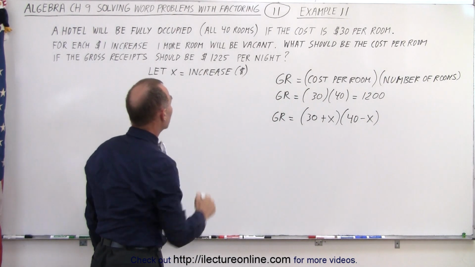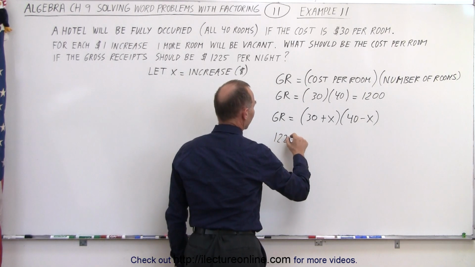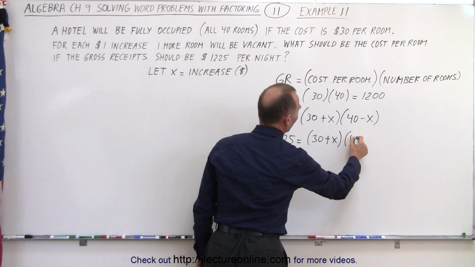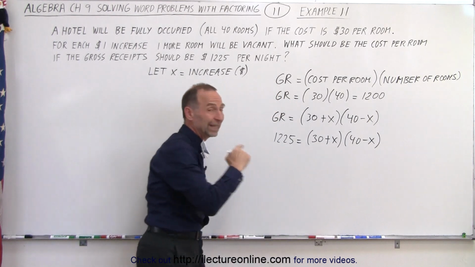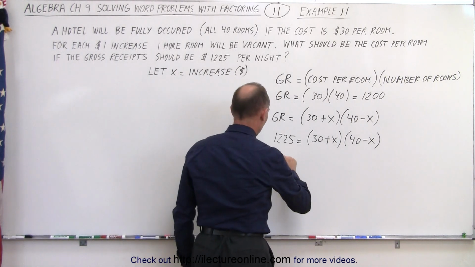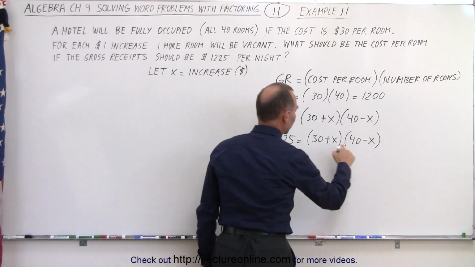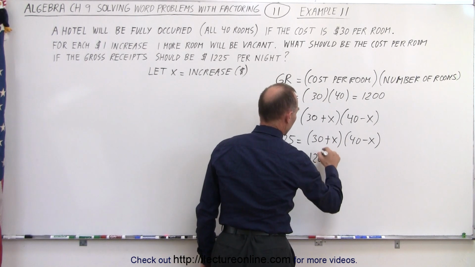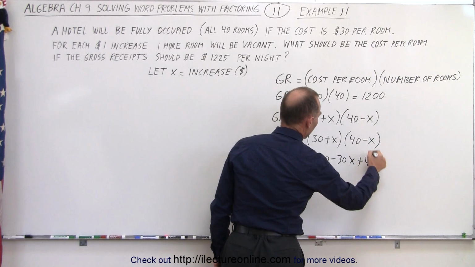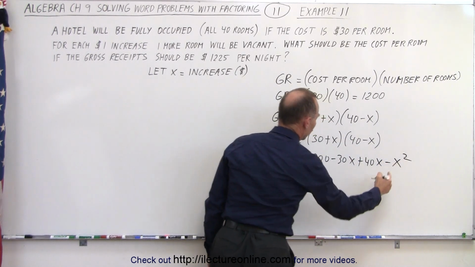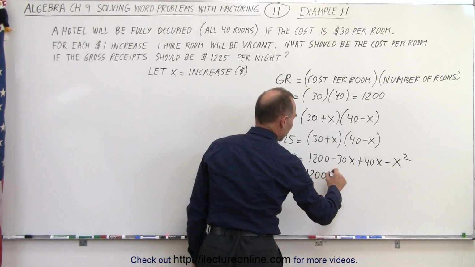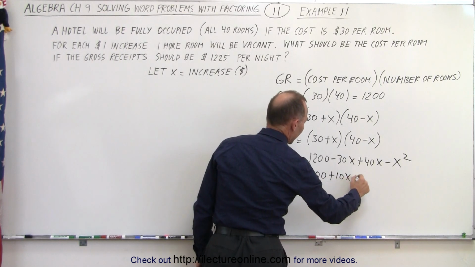And the gross receipts need to be 1,225. So 1,225 is equal to 30 plus X, the dollars per room, times 40 minus X, the number of rooms. We need to solve that for X to see how much we need to increase the price. Multiplying out, 1,225 equals 30 times 40, which is 1,200, 30 times minus X is minus 30X, 40 times X is plus 40X, and minus X times X is minus X squared. Combining like terms, 1,225 is equal to 1,200 plus 10X minus X squared.